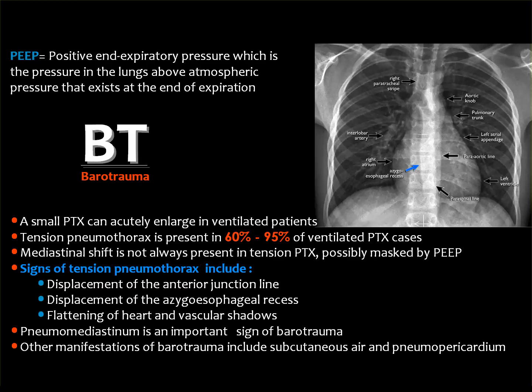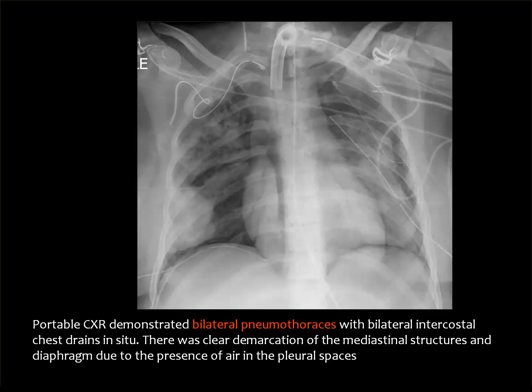But the mediastinal shift in tension pneumothorax may sometimes be masked by the positive end expiratory pressure, which is the pressure in the lung above the atmospheric pressure that exists at the end of expiration. The signs of tension pneumothorax in an ICU patient are displacement of the anterior junction line, the junction line between the two lungs, displacement of the azygoesophageal recess, and flattening of the heart or the vascular shadow. Also, an important point: pneumomediastinum may be associated with pneumothorax, and you should search for this, as I will mention now.